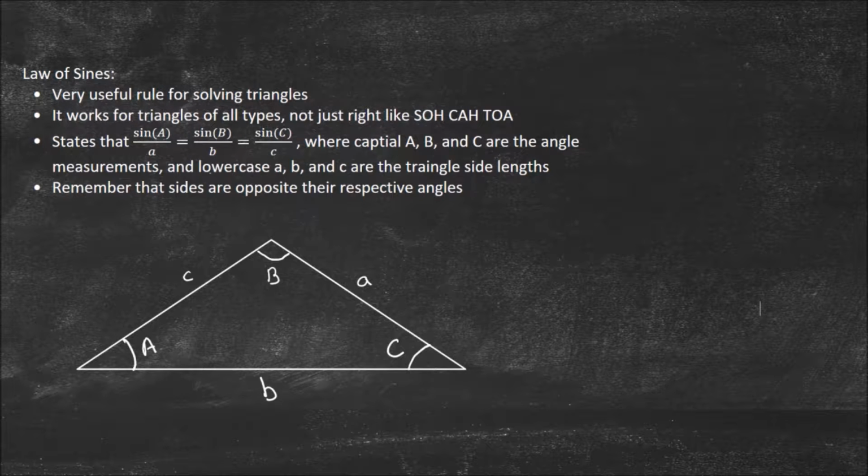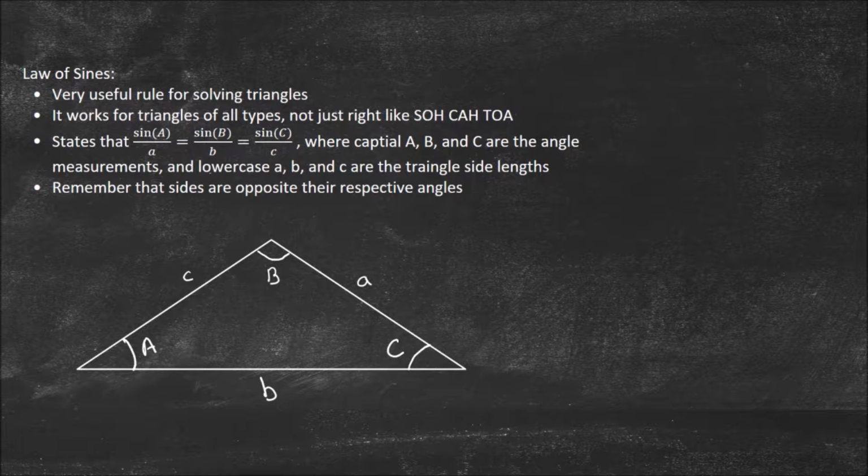So what it says is that the sine of A over a equals the sine of B divided by b, which equals the sine of C divided by c, where the capital A, B, and C are the angle measurements and the lowercase a, b, and c are the triangle side lengths. So remember that the sides are opposite to their respective angles. That's what I've drawn here. So it's important to note that the capitals go with the angles and the lowercase goes with the side lengths.